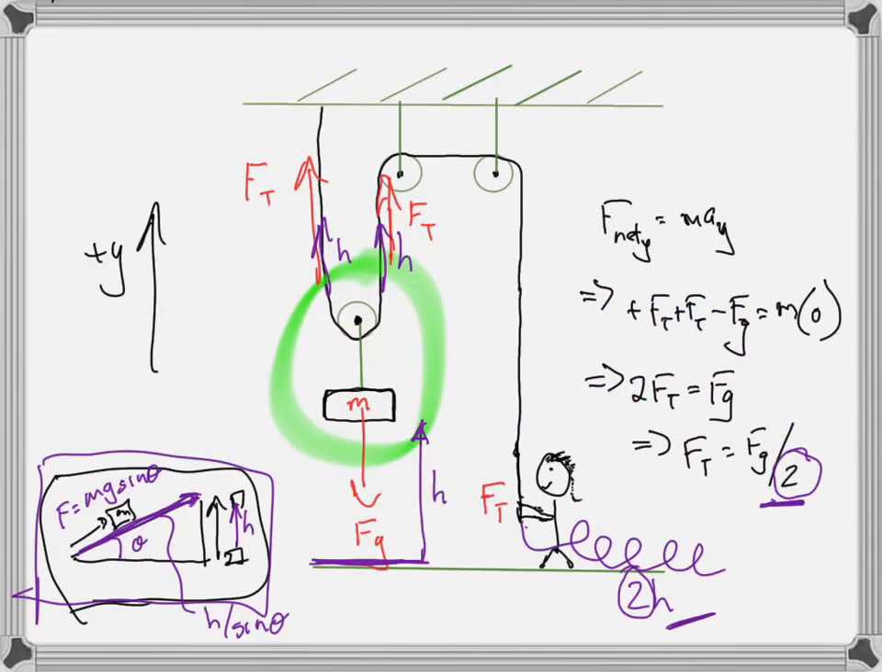Or I can go back here and say, in this case, the force that I'm pulling with is Fg over 2, and the distance that I'm pulling is 2h. I'm pulling 2h of rope. So the work done in this case is the force that I'm pulling with, Fg over 2, times the distance I'm pulling, 2h. What is it? The work done is still Fg times h.